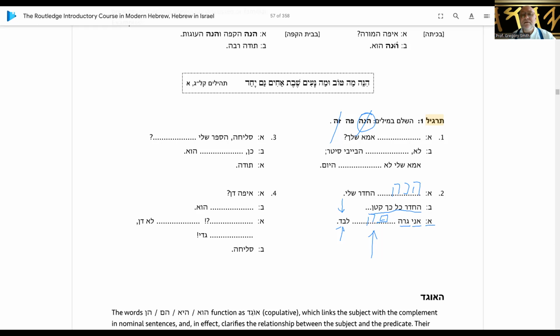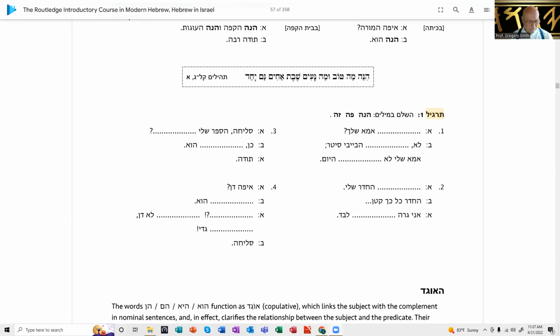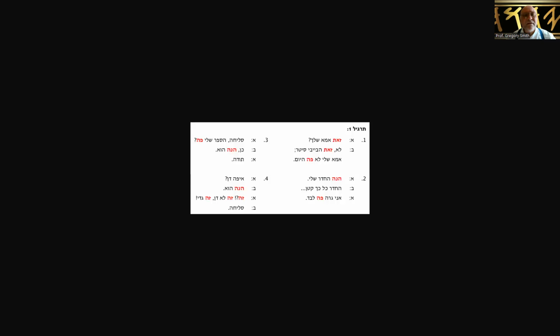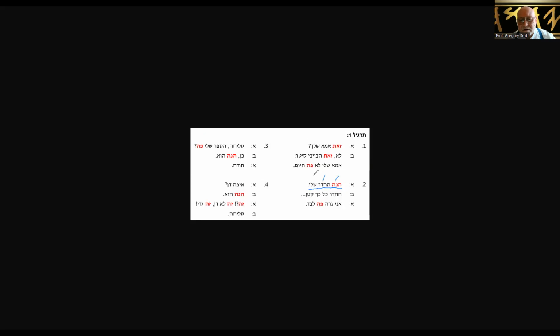Okay. So we should have hine and po on number two. Let's take a look at it. Yep, I was right. Hine haheder shali. So here is my room. Okay, and then haheder kol chak katan. My room is so very small. Ani gara po lavad. Okay, so I am dwelling here alone.